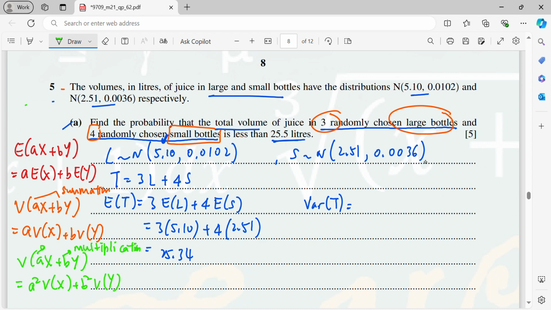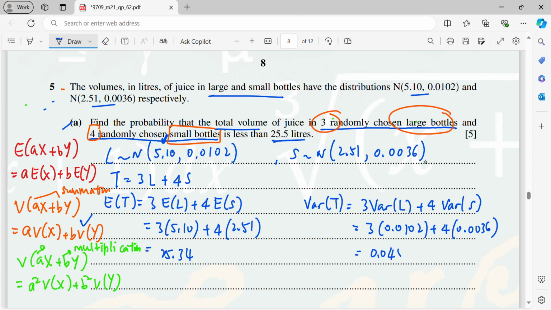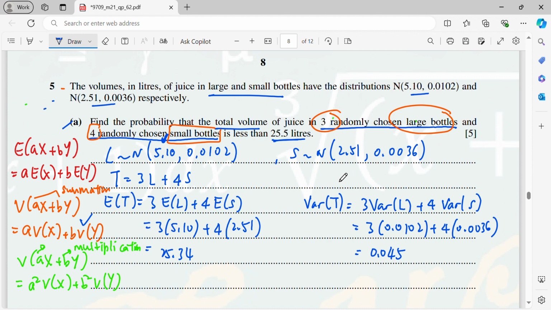But now these 3 large bottles means it's a summation. That means we are going to use this formula. Okay, therefore you will get 3 variance L plus 4 variance S. Right, so that will be 3 times 0.0102 plus 4 times 0.0036. Then at last, you will be getting 0.045. That's the variance of the total.